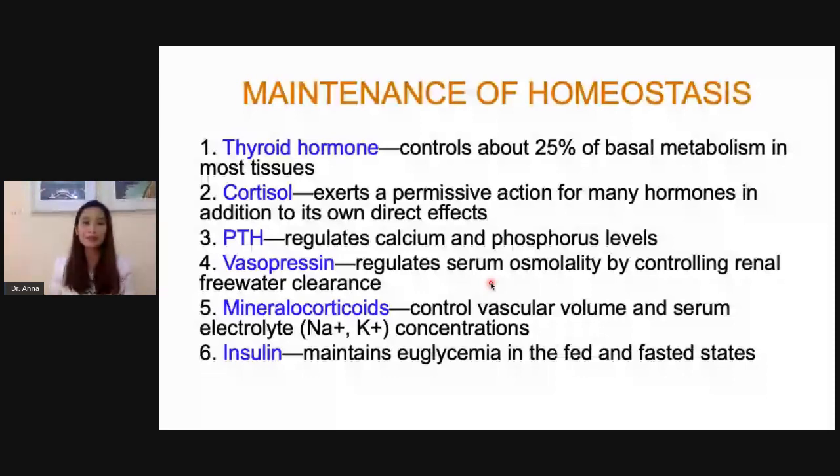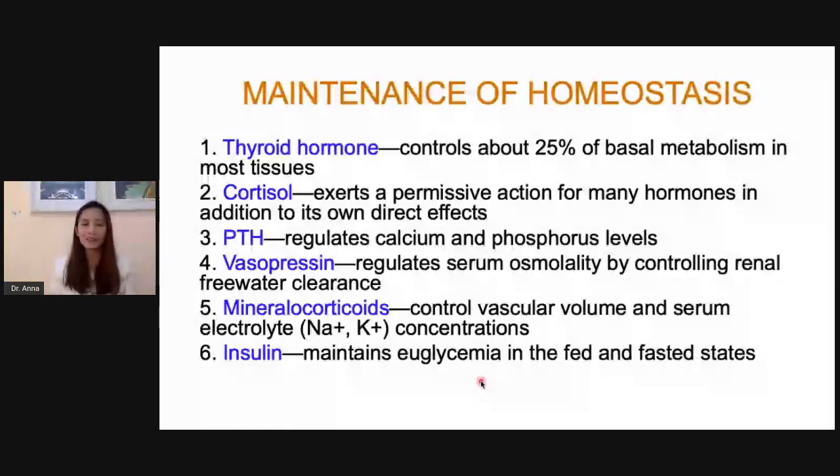Your mineralocorticoids, such as your aldosterone, control vascular volume and serum electrolytes. And lastly, of course, your insulin. So your insulin maintains normal glucose homeostasis in both the fed and fasted state. It's not listed here, but your glucagon is another hormone that is involved in glucose homeostasis as well. So these are just some of the examples.